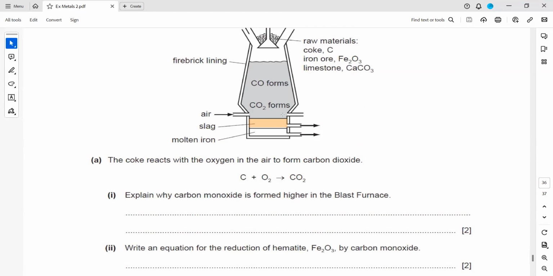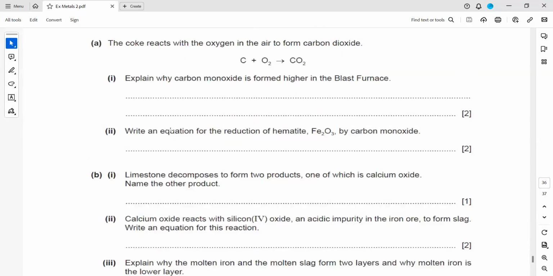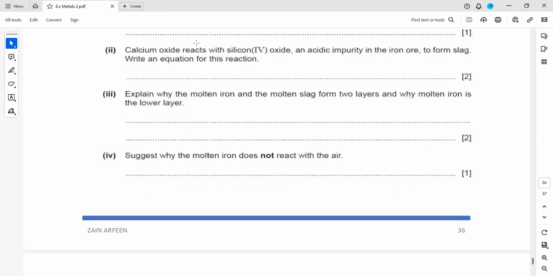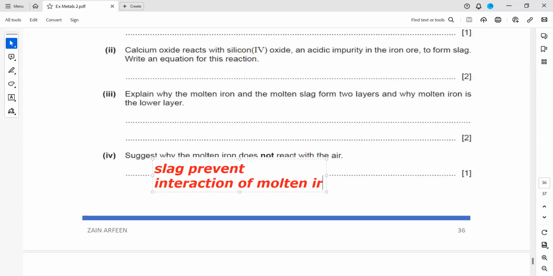Because iron can react with oxygen, but why is it not reacting? Because the slag is preventing it from reacting. It would again form iron oxide. So why does the molten iron not react with air? Because the slag prevents interaction of molten iron and air.